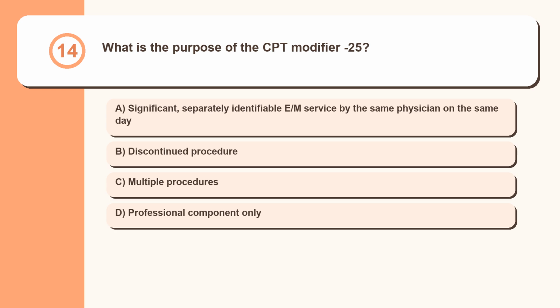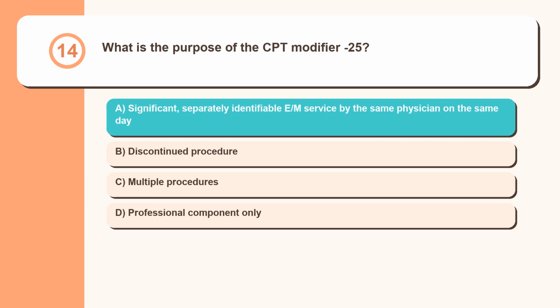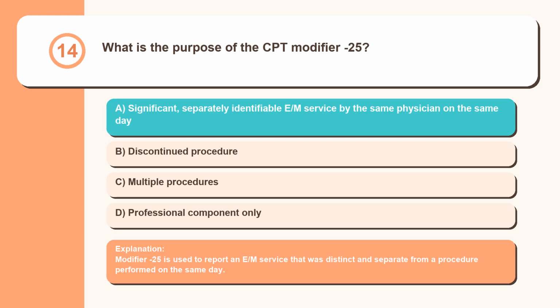Question 14. What is the purpose of the CPT modifier -25? Significant, separately identifiable E/M service by the same physician on the same day. Discontinued procedure. Multiple procedures. Professional component only. Modifier -25 is used to report an E/M service that was distinct and separate from a procedure performed on the same day.